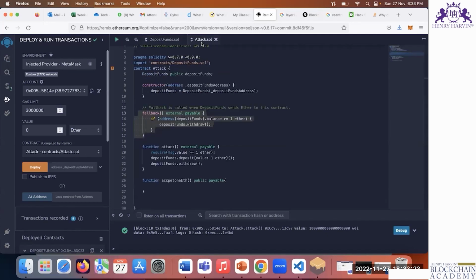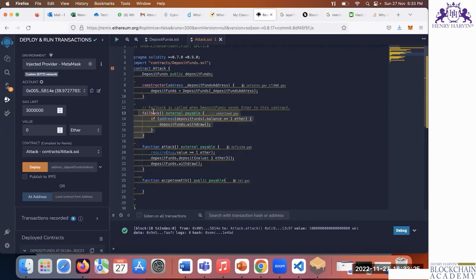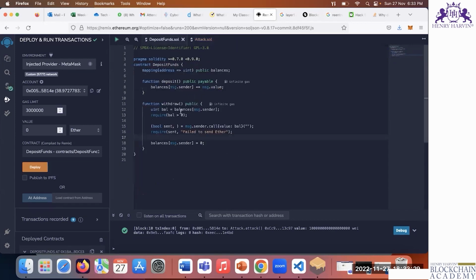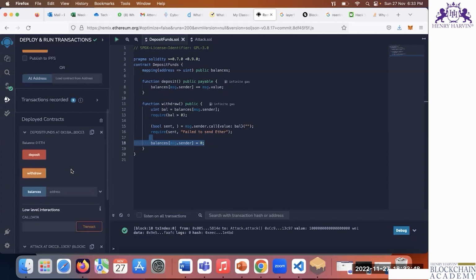Now the attacker receives this 1 Ethereum, executes the fallback function again, and calls the withdraw function again. In the withdraw function, it fetches the balance. Now also the balance is 1, because we have not reached the line that sets it to 0. Before reaching there, the withdraw function is called again and again until the balance equals 0.